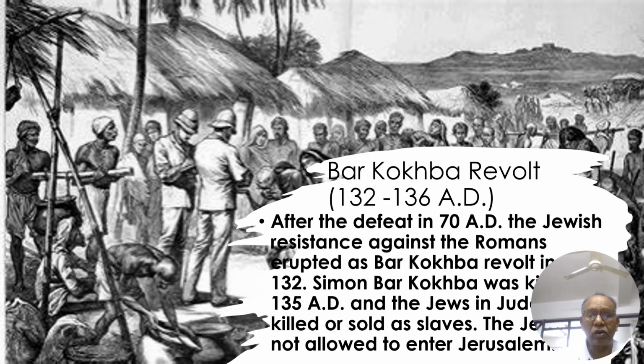Bar Kokhba revolt, 132 to 136 AD. After the defeat in 70 AD, the Jewish resistance against the Romans erupted as the Bar Kokhba revolt in 132. Simon Bar Kokhba was killed in 135 AD, and the Jews in Judea were killed or sold as slaves, and the Jews were not allowed to enter Jerusalem. They all were chased away from Judea and the Jewish areas.